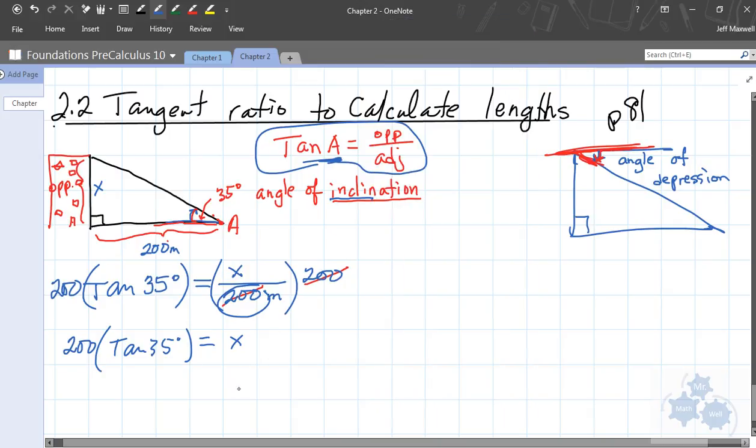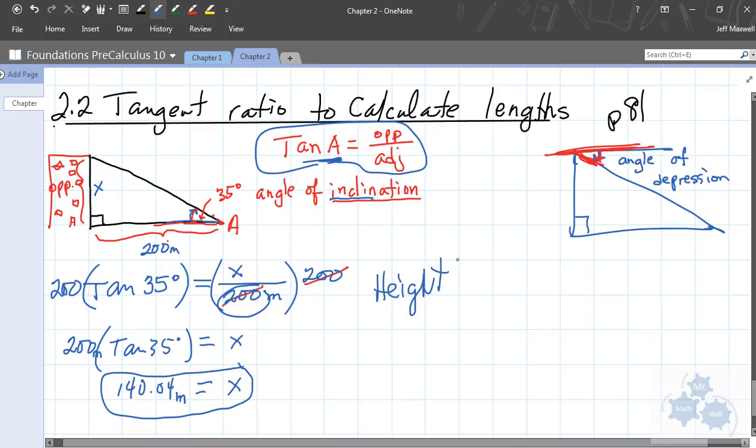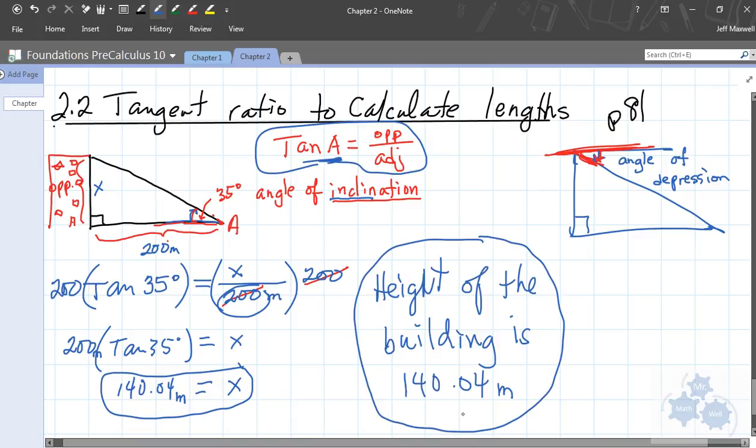So 200 times tan of 35 is 140.04. So x here equals 140.04. And of course, in the context of this problem, that's going to be in meters, because this was 200 meters. So the height of the building is 140.04 meters. That is a really, really tall building.